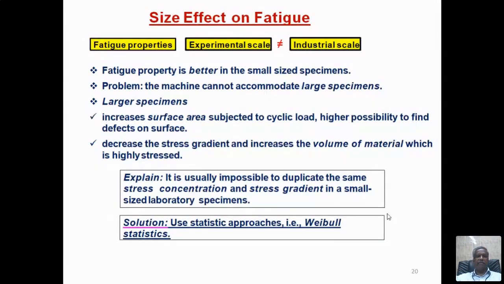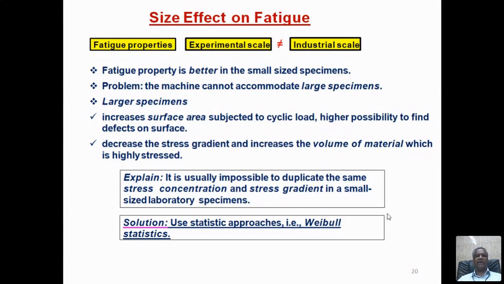In the 100 millimeter diameter specimen, the center point is 0 and the radius is 50 millimeter. The stress will vary from 0 to 50 millimeter. But in the small specimen, it will vary from 0 to 5 millimeter. Understand? Because of this variation, a large volume of material is stressed in the large specimen. So the fatigue strength will be reduced in the large specimen.